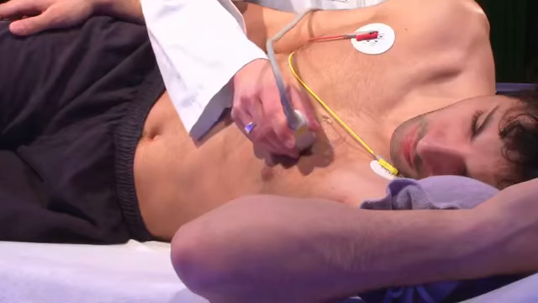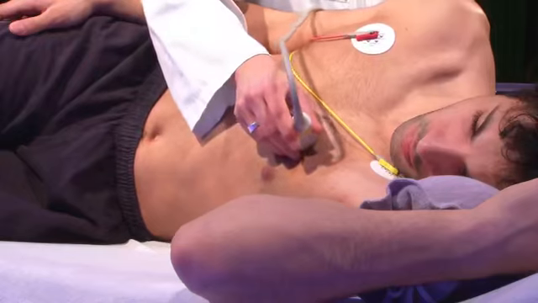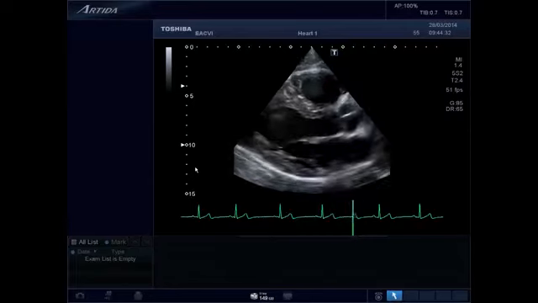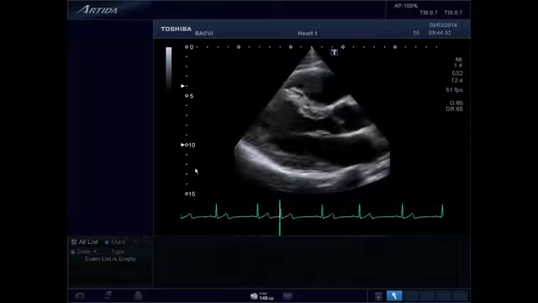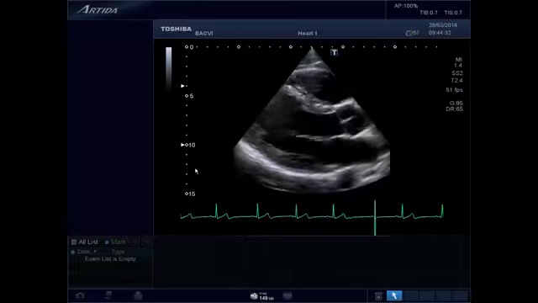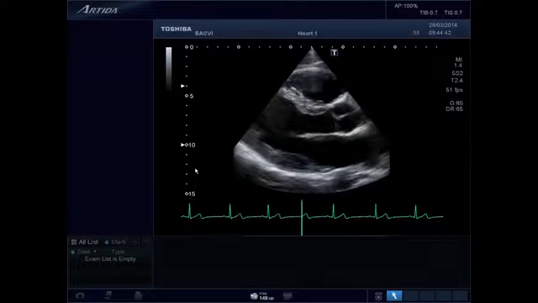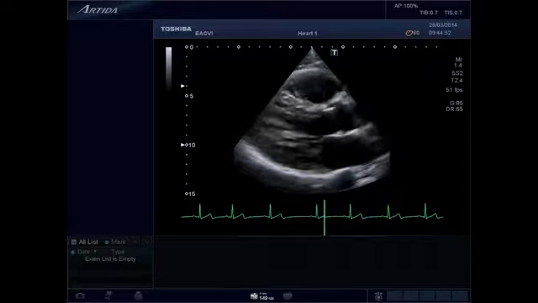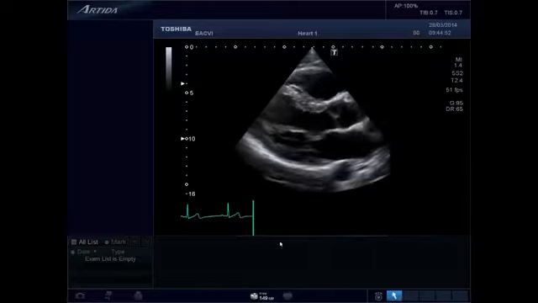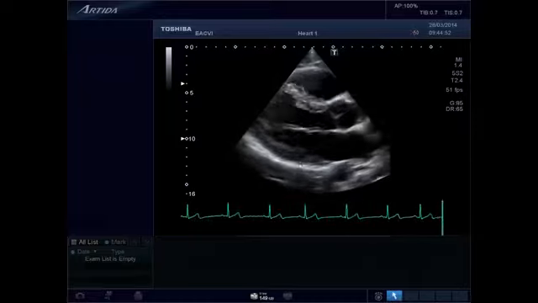And I can also tilt my probe a little bit down in order to see the posterior part of the mitral valve and the anterior part on the other side. So I'm able to see the morphology of the valve and to appreciate it very carefully. Oh, I forgot to say that there is also the aorta that we can see here. We can see the descending aorta here.